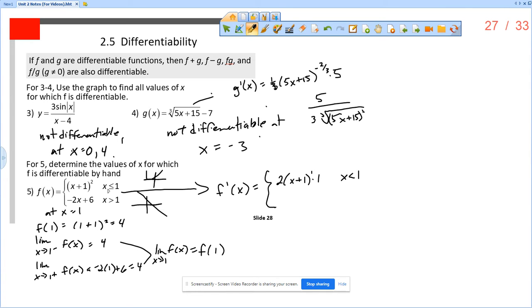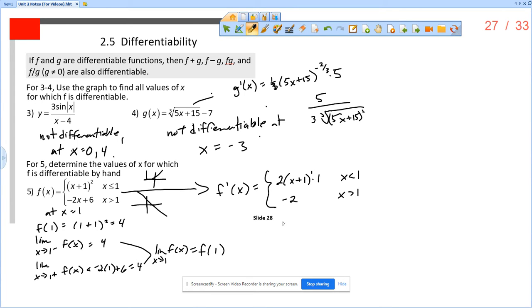Now, why can we not say equal? Well, we can't say that the derivative is defined until we determine that the derivative from the left is equal to the derivative from the right. So now let's check that out. The second piece, the derivative of negative 2x plus 6, is negative 2, and that is good when x is greater than 1.